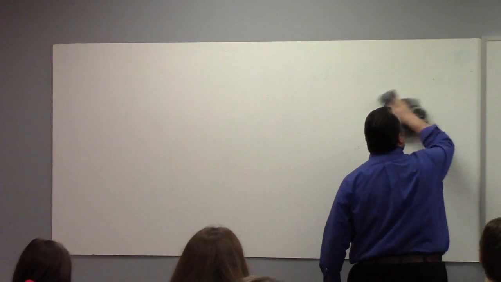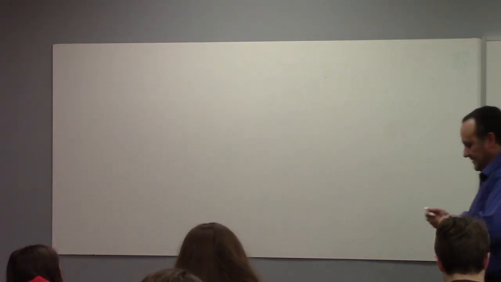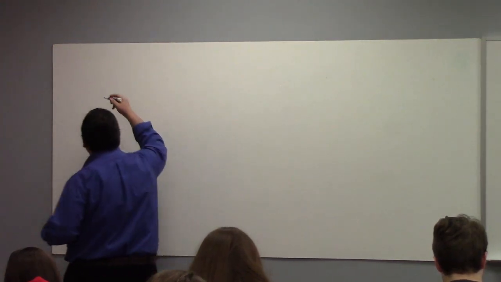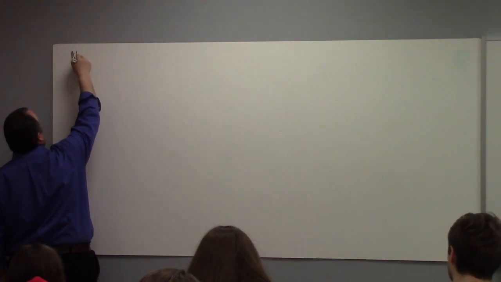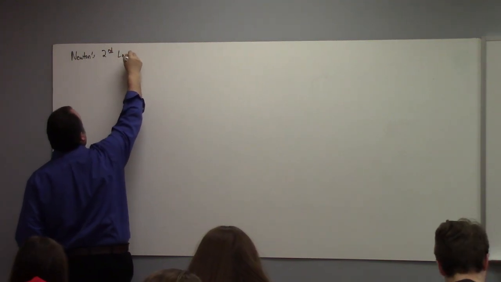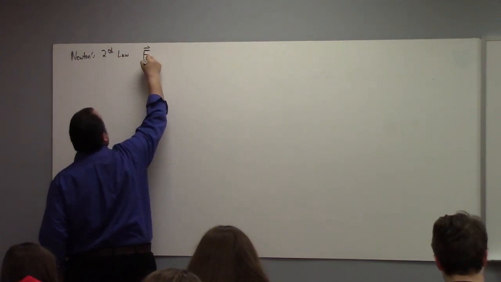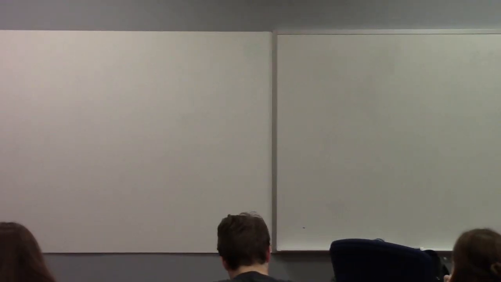All right, so let me get this stuff out of the way here. We have Newton's second law to work with now. F equals ma. F is the net force, right? So we'll talk more about that. We have the net force on a mass is the mass times the acceleration. This is Newton's second law.